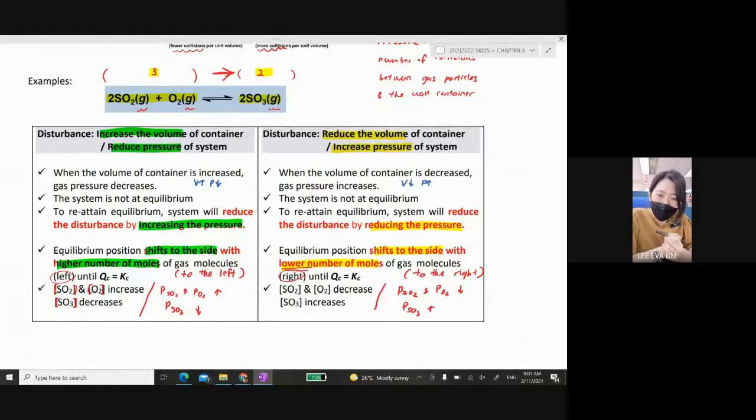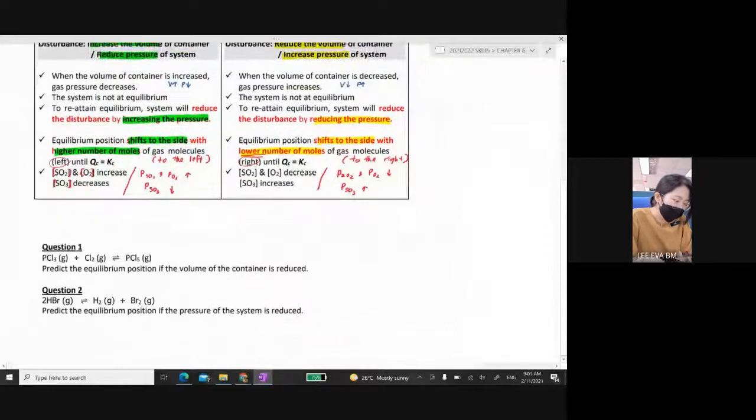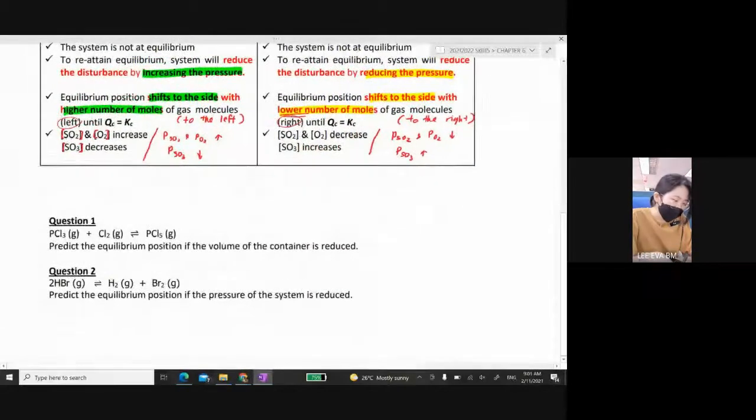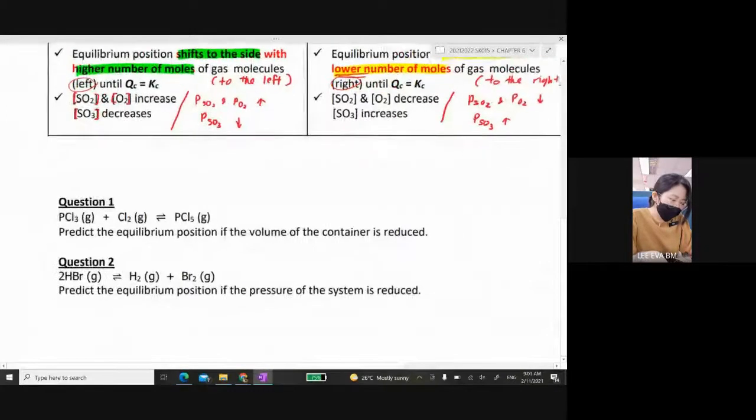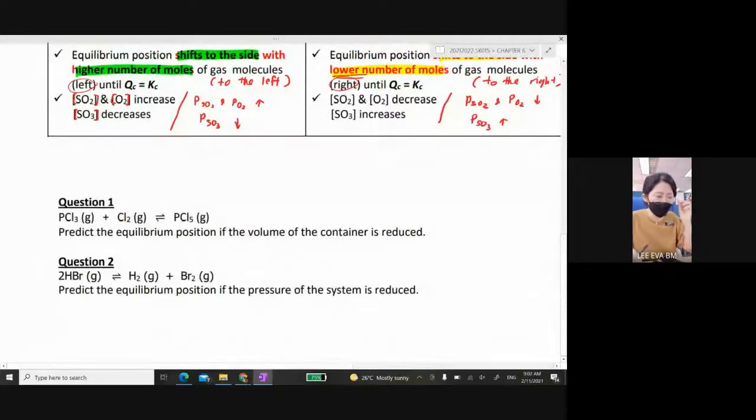Okay, madam, faham. Alright. So kita try soalan ya kat bawah. Again 2 questions. So after this question, we will take a 5-minute break. So question number 1. PCl3 gas, Cl2 gas, PCl5 gas. Predict the equilibrium if the volume of the container is reduced. So try to have a guess. To the left or to the right, it will proceed.